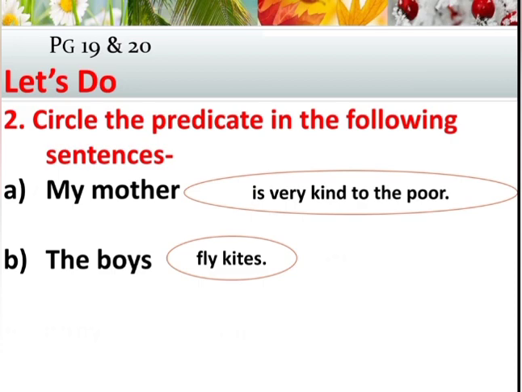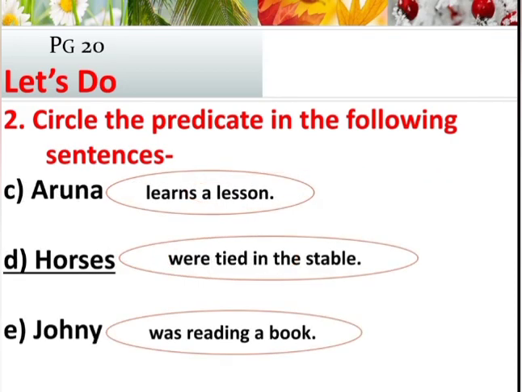Let's move to the next page where this question continues. C part. Aruna learns a lesson. So Aruna is the doer. But what work is Aruna doing? Learns a lesson. So this is the predicate. D part. Horses were tied in the stable. We are talking about horses, but what are we telling about horses? That they were tied in the stable. So we'll circle this because it is the predicate.